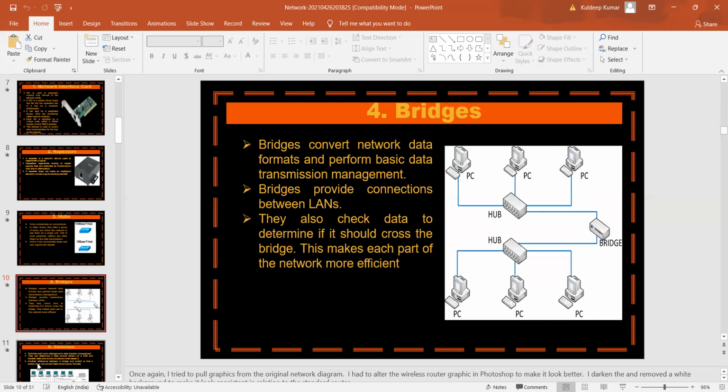The bridges convert the network data and format and perform the basic data transmission management. Bridges provide connection between LANs. They also check data to determine if it should cross the bridge. This makes each part of the network more efficient. So these all are the networking devices which we are using in our daily life.